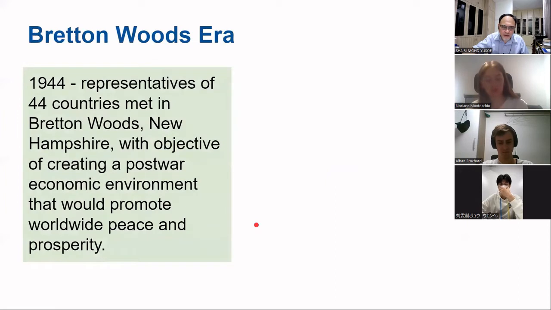Then came the Bretton Woods era. After World War II, countries were trying to determine what kind of international monetary system they needed to create. The history is this: in 1944, representatives of 44 countries met in Bretton Woods with the objective of creating a post-war economic environment that would provide worldwide peace and prosperity.